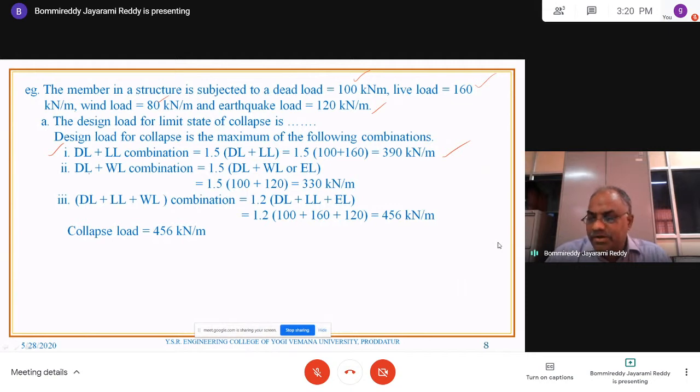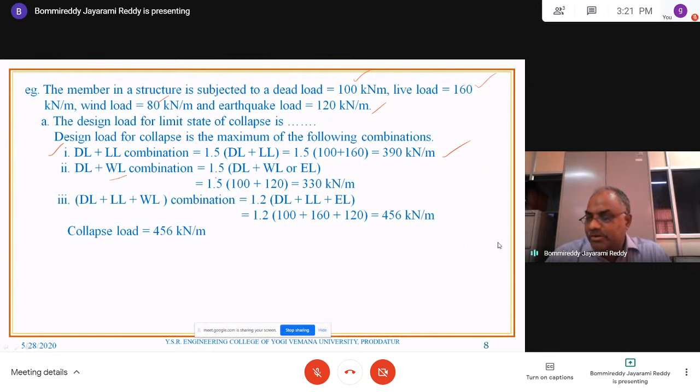And the second combination is dead load and wind load combination. I told you wherever the term wind load exists, you take only the maximum of wind load and earthquake load. Which one is maximum? Wind load is 80, earthquake load is 120. Consider the maximum value. Wind load is not maximum, earthquake load is maximum. So consider the earthquake load in place of wind load.